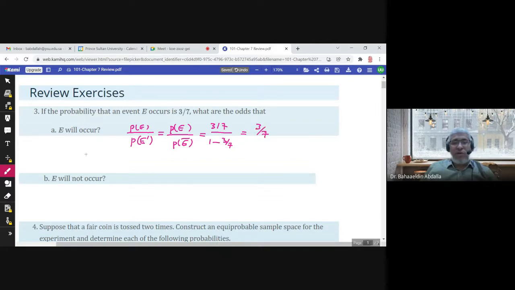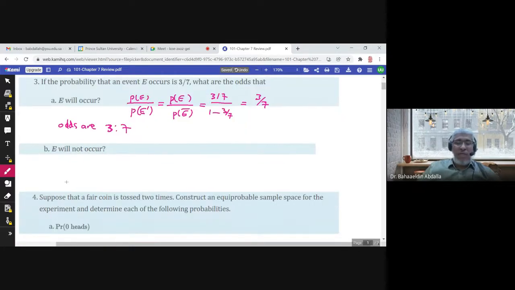So the odds are 3 to 4. This is the odds that E will occur. The odds that E will not occur is the probability of E complement over the probability of E. So it is 4 to 3.